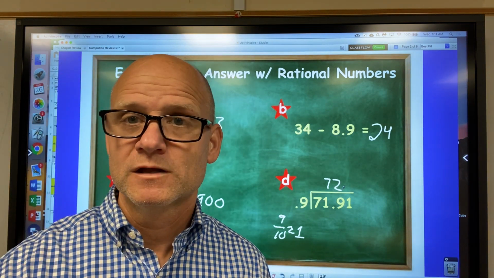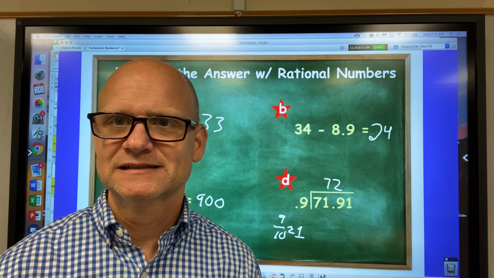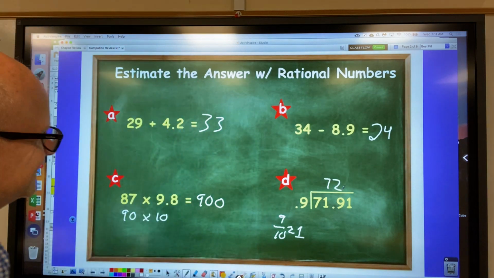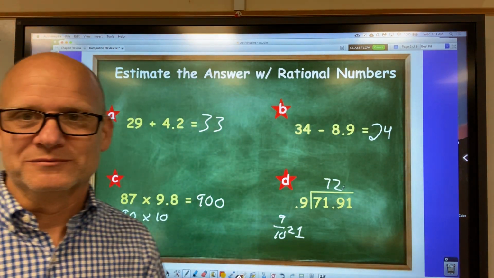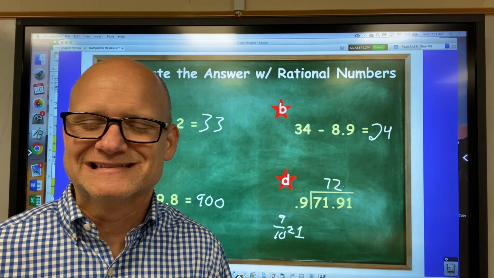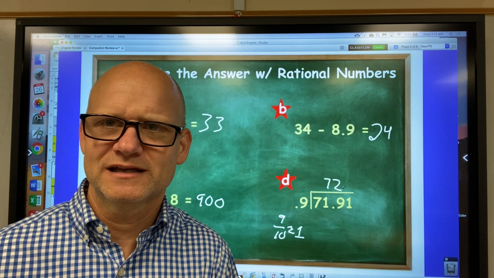So why is this important to estimate? Because, why? Why is this important? Because, when we're solving these problems, we should have an expected value. And if your expected value is not what you actually get, then you should realize that you made a mistake.